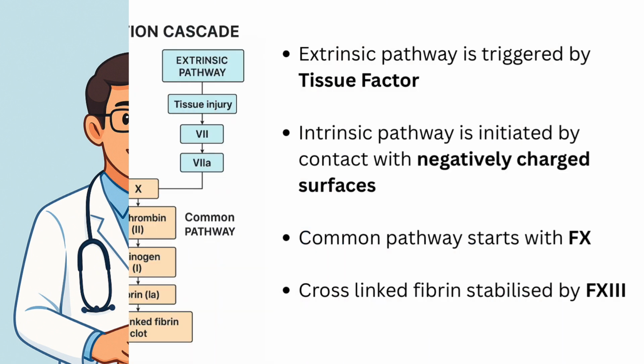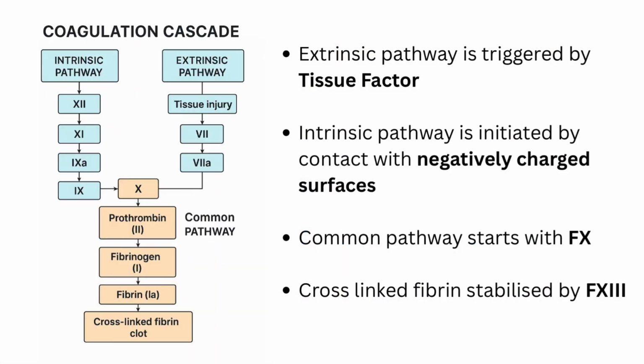Let's dive in. First, understand the coagulation cascade. There are three key parts of the coagulation cascade. First is extrinsic pathway, then intrinsic pathway, and common pathway. The extrinsic pathway is triggered by tissue factor released from damaged subendothelial tissue. It activates factor 7. The intrinsic pathway is initiated when blood comes into contact with negatively charged substance like exposed collagen.